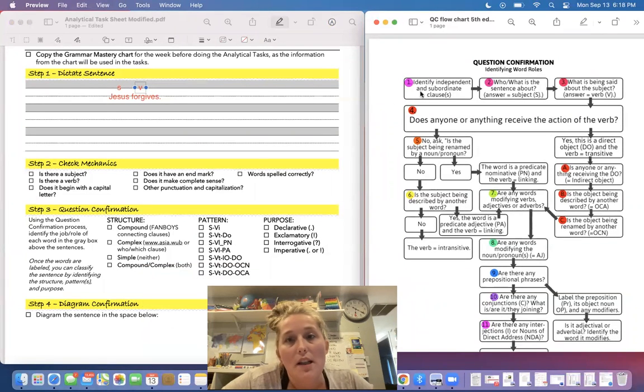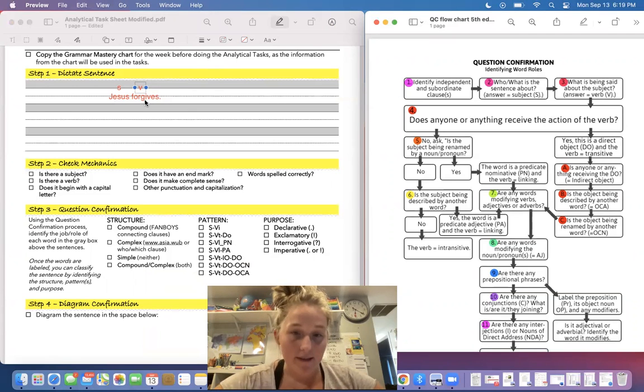So the first question is number 1, step 1: identify the independent and subordinate clauses. An independent clause, remember, is anything with a subject and a verb. So this is our independent clause: Jesus forgives. Your first step in any question confirmation for an analytical task sheet for diagramming sentences is going to begin with finding those independent clauses.